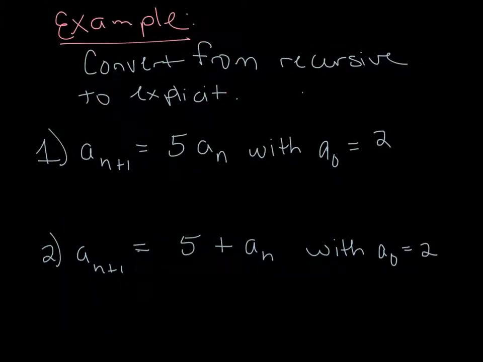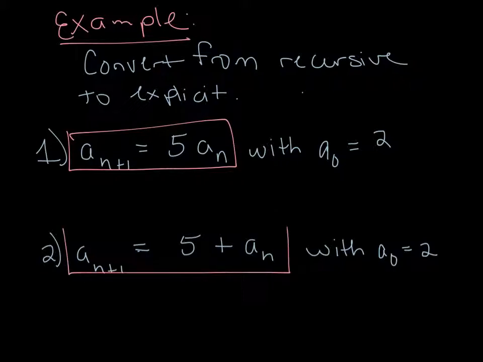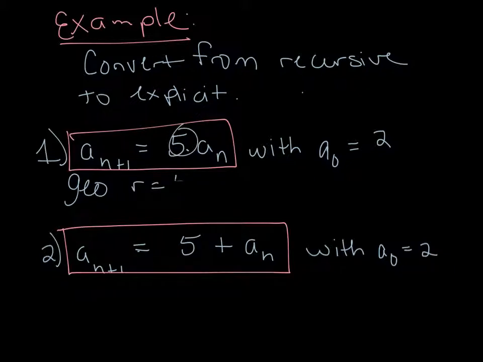Okay. Now, let's convert from recursive to explicit. First off, I know these are explicit formulas because in both of these, I see that there's an n minus 1 here. Okay? And basically, if you go back to the previous slide, or if you go back to the beginning of the video, this right here and what's between there is going to tell you whether you're geometric or arithmetic. For the first one, I'm clearly geometric because I have a multiplication symbol here. That means r is equal to 5 in this case. Okay?